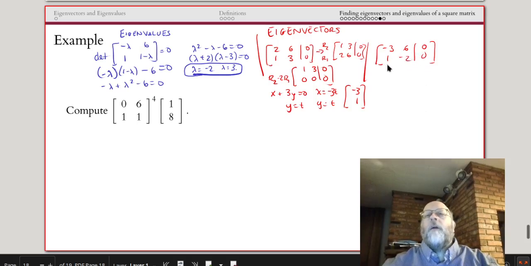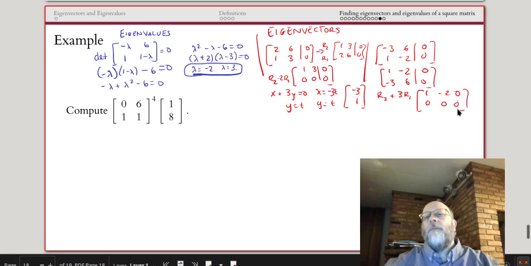Over here, we're going to switch rows again. So I have 1, negative 2, 0, negative 3, 6, 0. Row 2 plus 3 times row 1 is 1, negative 2, 0, 0, 0, 0. And so x minus 2y is 0, y is t. So x is equal to 2t and y is t. And so 2, 1 is an eigenvector for this part of the problem.